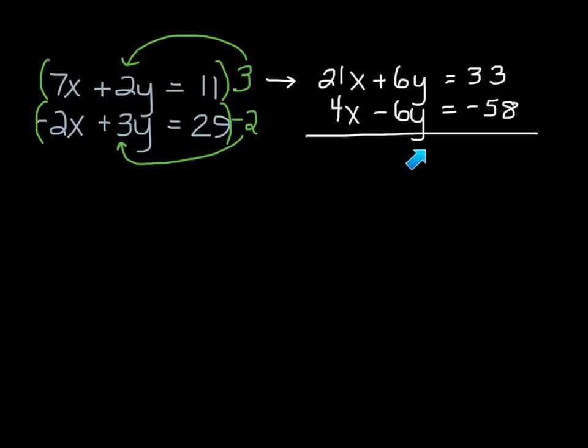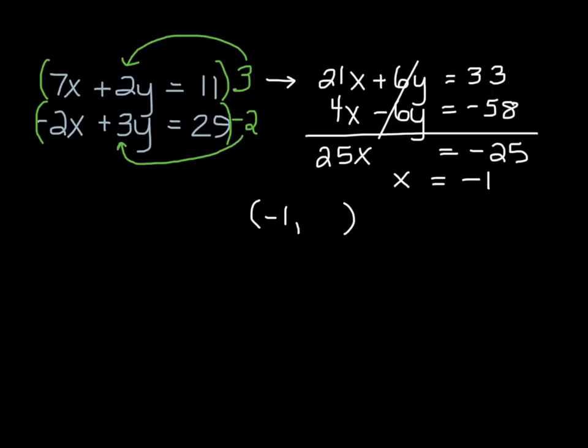We eliminated the y. So if I add, I'm going to get 25x, this eliminates, equals -25. If I divide both sides by 25, I get -1. So I know my x is -1. Doesn't matter which of these I plug it into. I could plug in here, or here, or here, or here. It doesn't matter. The problem is I multiplied on this, and if I multiplied wrong, I can't get the right answer. So always go back to an original.